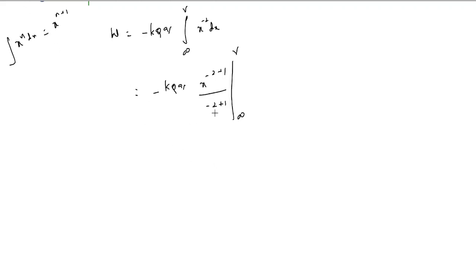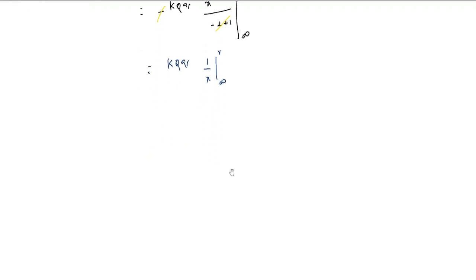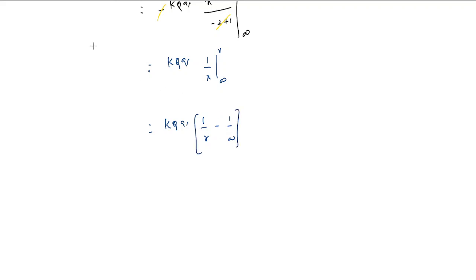Minus 2 plus 1 is minus 1. So this minus 1 cancels, and what remains here is k Q q by x power minus 1, that becomes 1 by x. Limits are infinity and r. Let's put the limits back now. That is equal to k Q q times 1 by r upper limit minus 1 by infinity, and this term tends to 0. So finally what we get here is k capital Q small q by r.